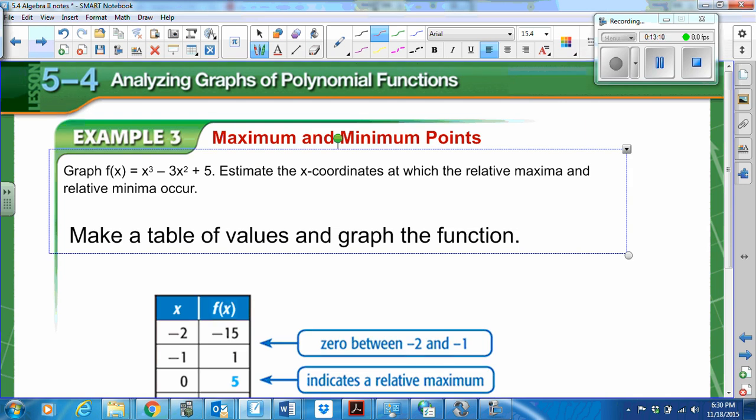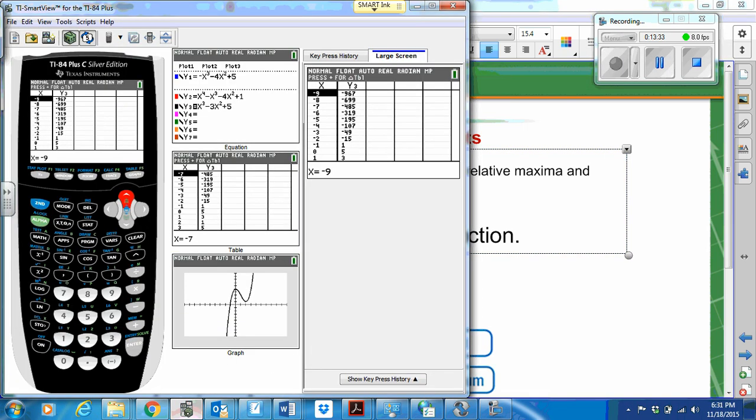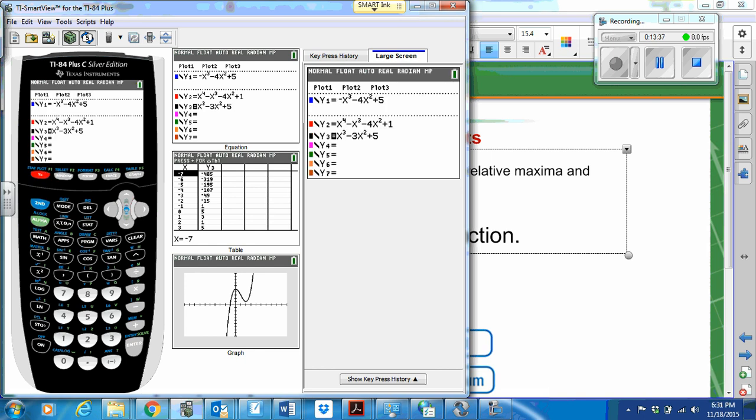So graph f of x equals x cubed minus 3x squared plus 5 and estimate the x coordinates where the relative maxima and minima occur. So this is one where you're going to do it in your calculator and actually calculate the values of the maximum and the minimum and show the x coordinate that goes along with that. So we have x cubed minus 3x squared plus 5. So go to y equals. I have that under y sub 3.